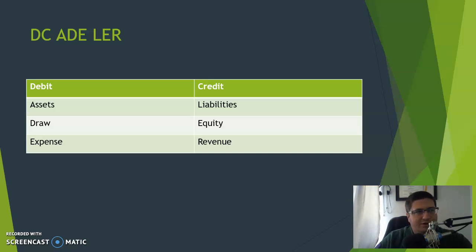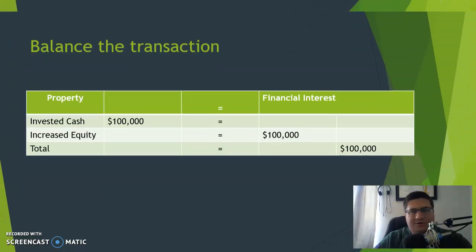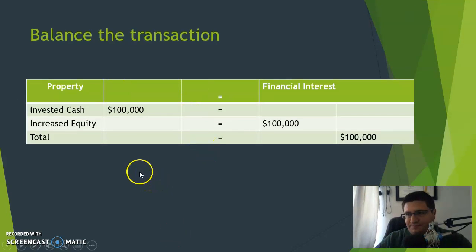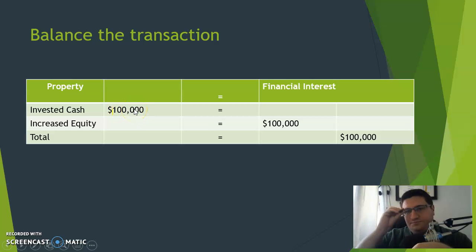So let me show you a transaction. Invested cash. Bob took $100,000 from his personal savings and invested it into a consulting business he wanted to start. So he put $100,000 into the business. That's an asset. That $100,000 is now an asset. Now it goes to a credit because that $100,000 can't just sit there. It's got to go somewhere. And it goes into his equity. So he has $100,000 in equity.